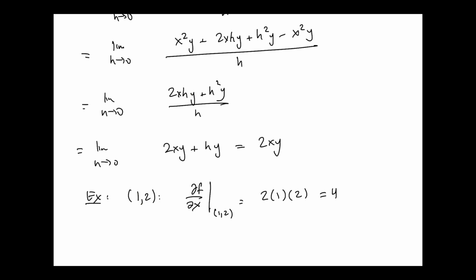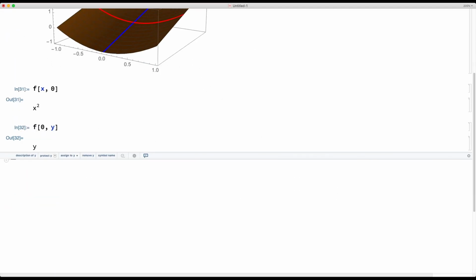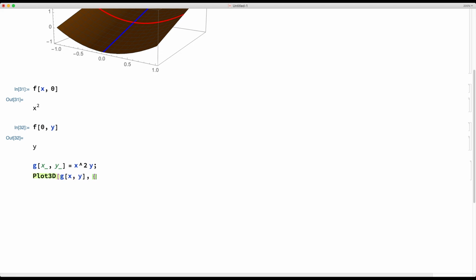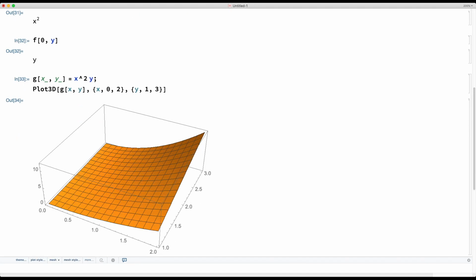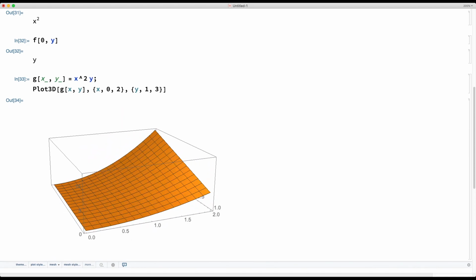So in this case, we got 4, and what that would mean is if I graphed this surface, so let's bounce back over to Mathematica. Let me do it. G of x, y equals x squared y, and then I want to plot G. I picked the point 1 comma 2, so I'm going to let x go from 0 to 2 and y go from 1 to 3 for the part of the graph I'm going to look at, so that 1 comma 2 is at the middle of the graph. Is that okay? And what do I get? I get this warbled looking thing, okay?